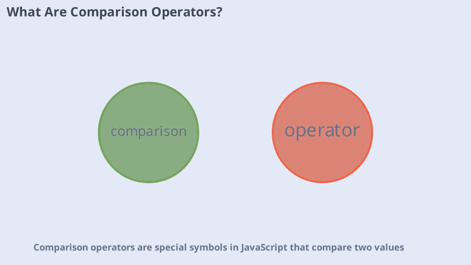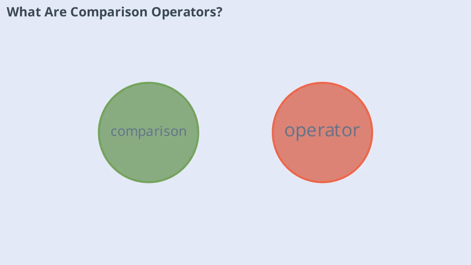Comparison operators are special symbols in JavaScript that compare two values. When you use them, the result is always either true or false. These operators help your code make decisions, such as checking if one value is equal to another or if one number is bigger than another. You'll see them used in many places, especially in conditions and loops. Let's look at each operator and see how they work with simple examples.